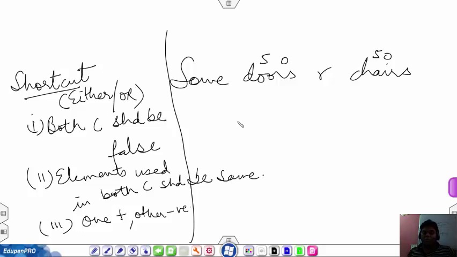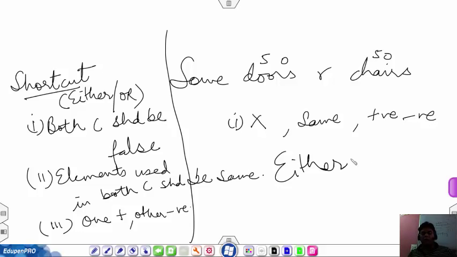Simple. So if I just summarize it, both the conclusions should be false, elements should be the same, one conclusion should be positive and the other conclusion should be negative. If all these three verify, the answer is always either or. So that's about it.